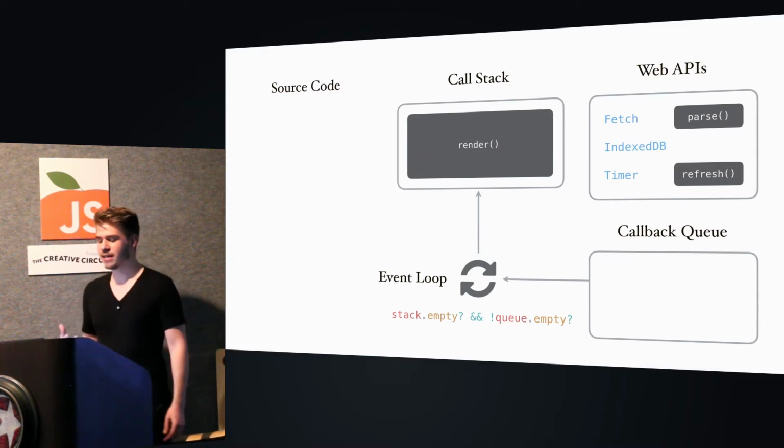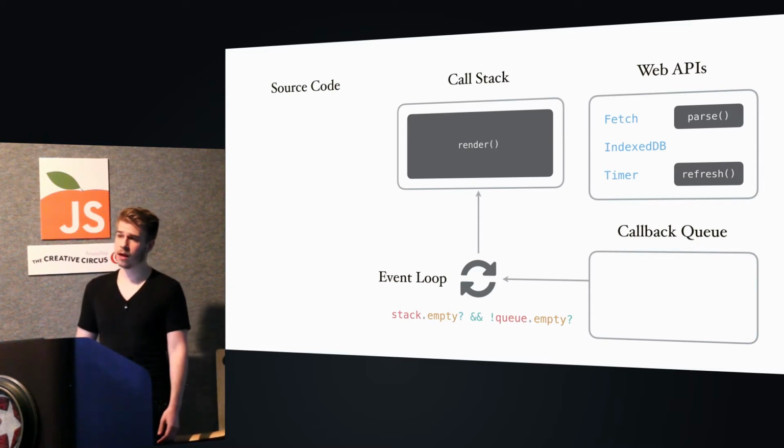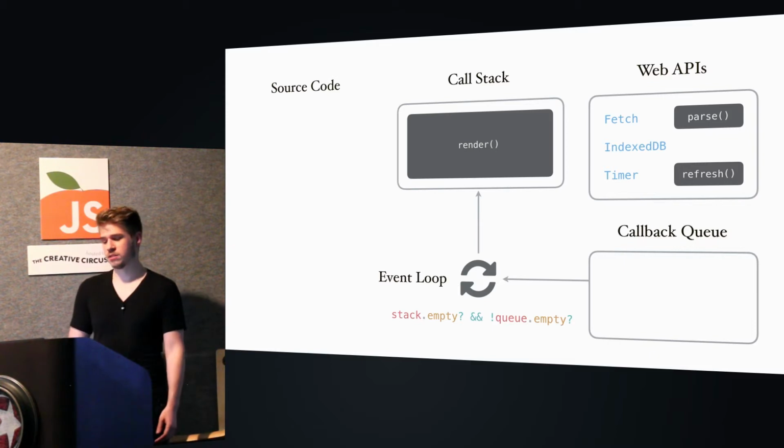So if the answer is yes, that the call stack is empty and there is something on the callback queue waiting to be run, the event loop just pops that first callback off the queue and pushes it onto the call stack, which basically just means our render function, our callback, is now executing.